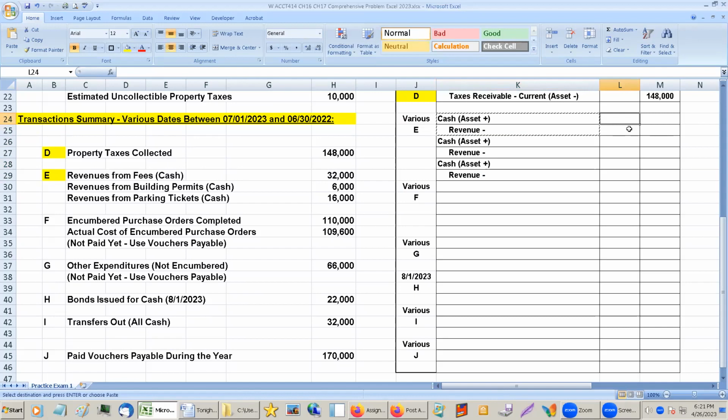Okay, so let's do the first one, cash 32,000. And that was for fees. Second one, cash was 6,000. That was for building permits. The last one was parking tickets.